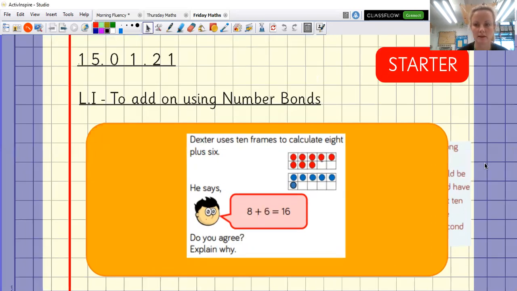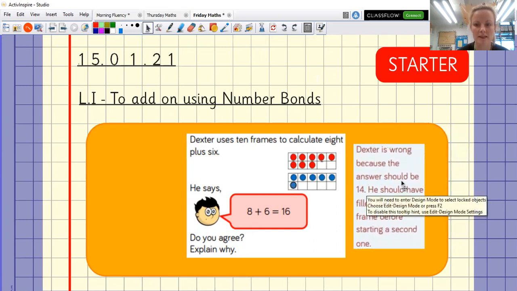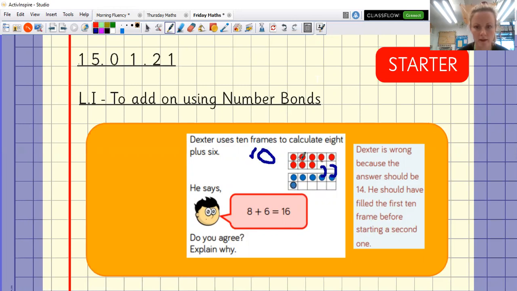Okay, let's see if we agree. So let's bring this forward. Dexter is wrong because the answer should be 14. Now, the way you could check that is you could add them on. So what you could do is put that blue one there and that blue one there, which makes 10. Then count the rest: 10, 11, 12, 13, 14.